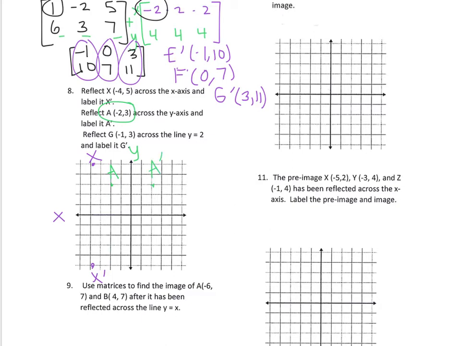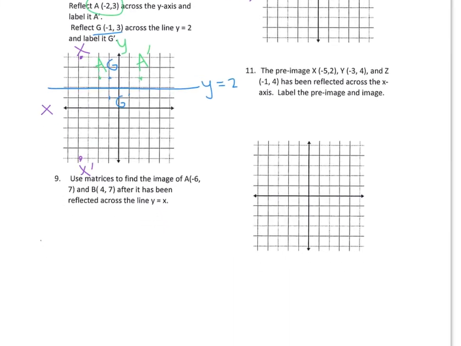And then the last point, reflect G, which is right here, across the line y equals 2. So I draw the line y equals 2. It's on the y-axis, y equals 2. So G prime has to be right here. G prime.